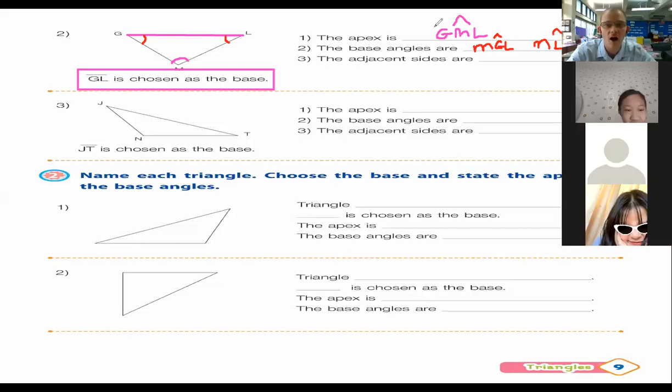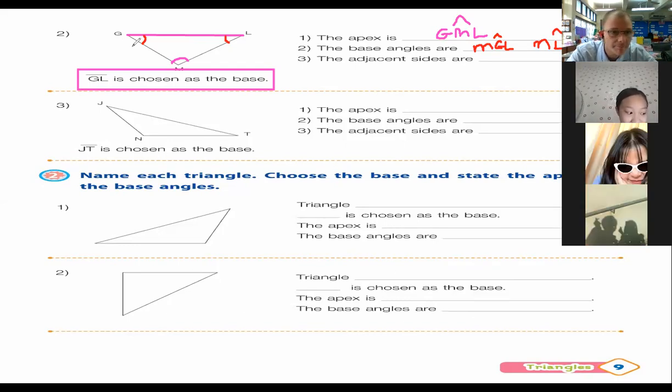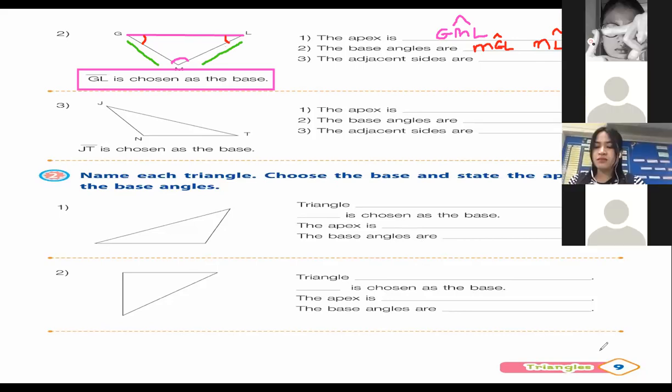Okay, and then our adjacent sides. What is the name of the adjacent sides? Let me also get another color. The adjacent sides are the green sides. What are the names of those lines? Who can tell me?